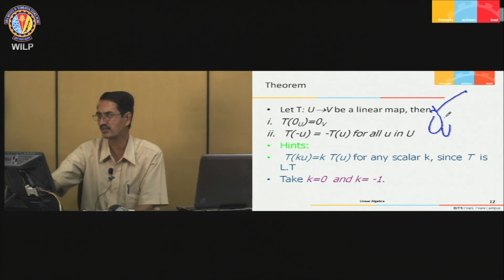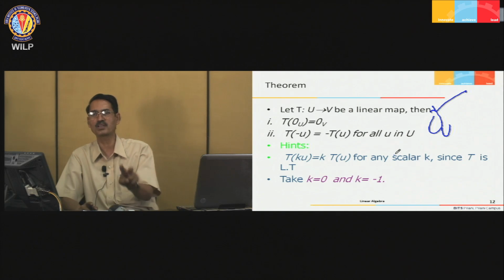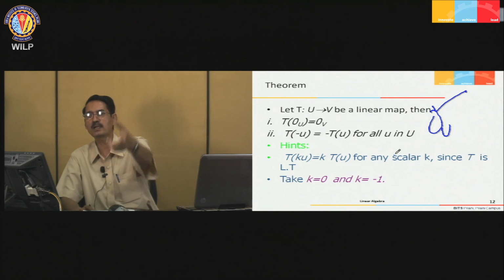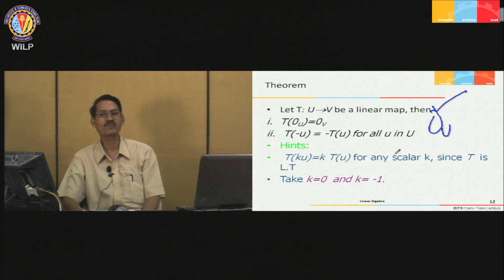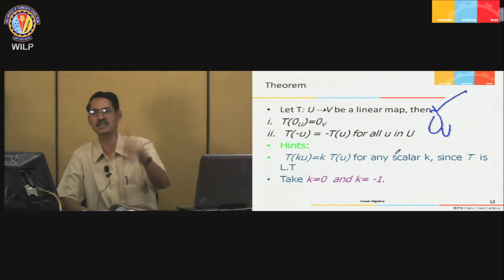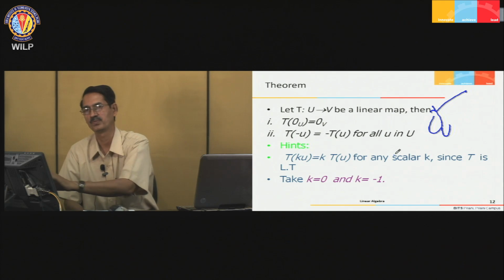And T of minus u is equal to minus of T u for all u in U. These are two very basic properties of a linear transformation. So the moment T of 0 is not equal to 0, it will imply that T is not a linear transformation. So if you want to decide that T is not a linear transformation, check whether T of 0 is equal to 0 or not.